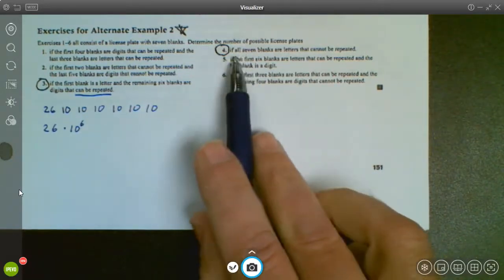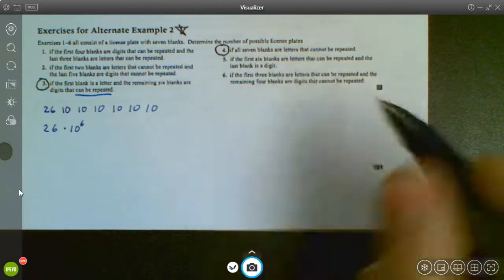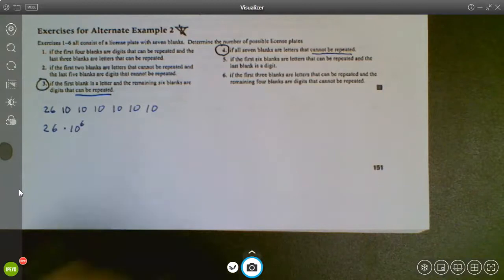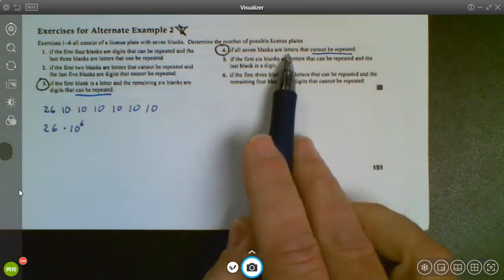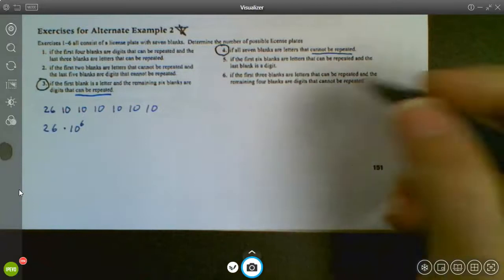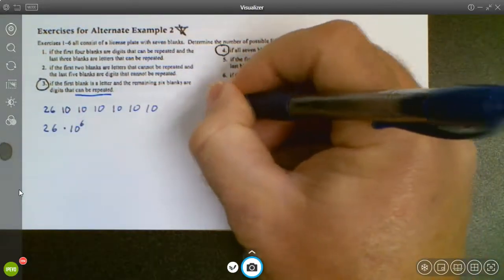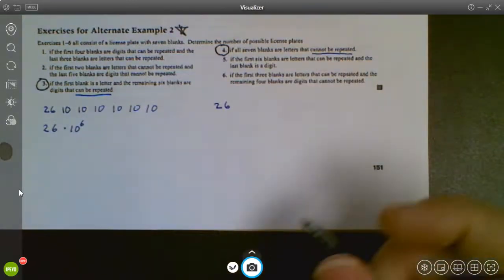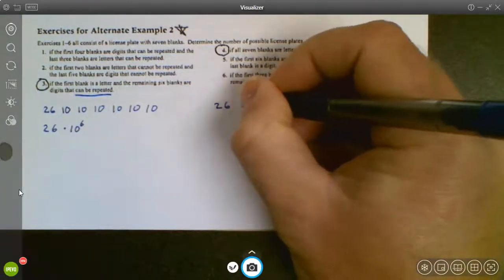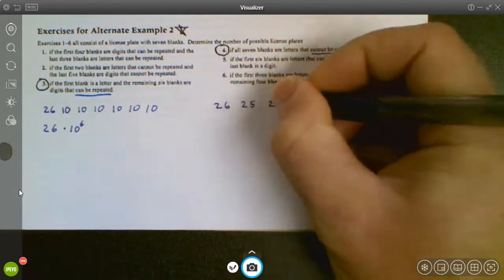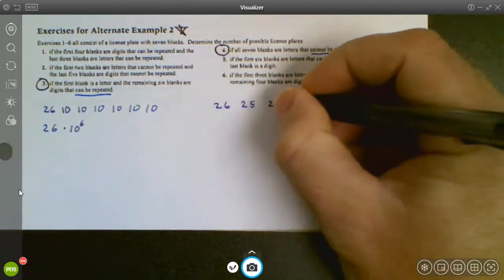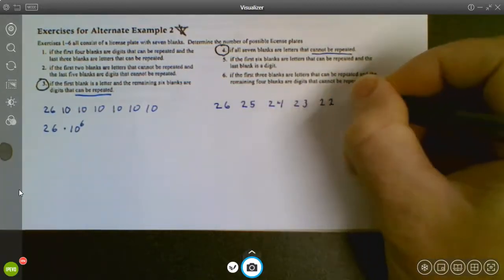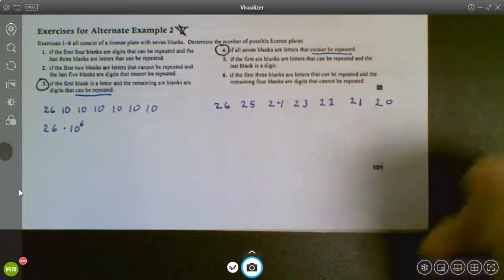So here's one just a little bit different. If all 7 blanks are letters that cannot be repeated, definitely something we have to take into account. So again, they're restricting this one to letters only. As we look at these letters, I would start out with 26 letters to choose from. Since I cannot repeat them, it's just going to count down for each space. So I'm going to get 25. And then once those are selected, now I'm down to 24. 1, 2, 3, 4, 5, 6, 7.